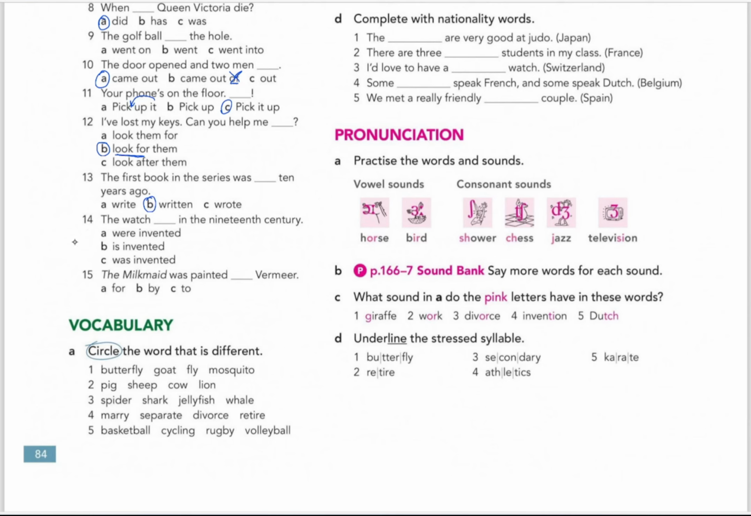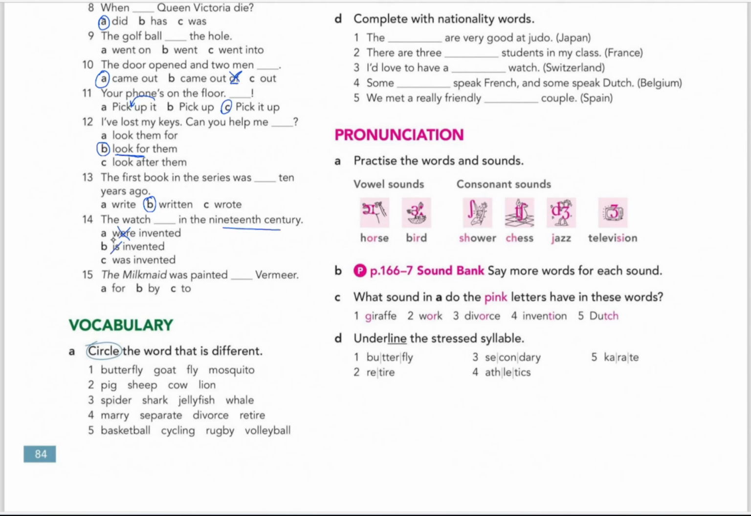All right. Now 14 then. 14. The watch in the 19th century. That's also passive voice. The watch is singular. So if it's singular, we can't select where because where is for plural. 19th century is past simple.